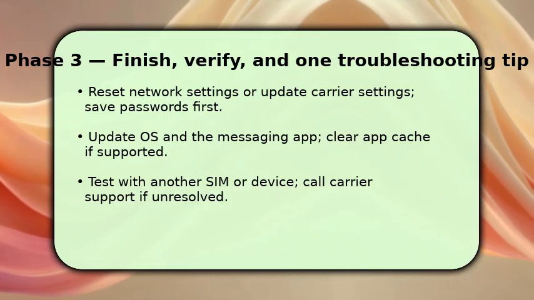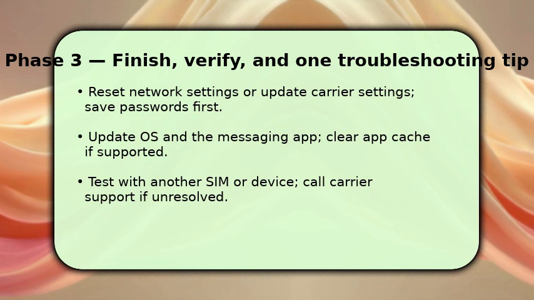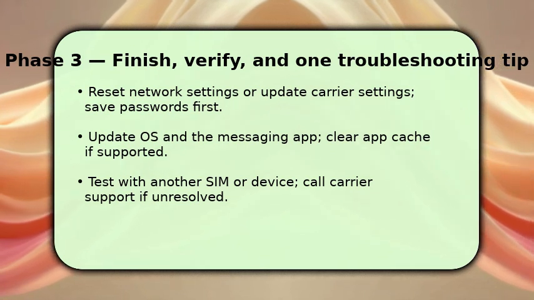One key tip: when nothing else works, call your carrier with error timestamps. They can trace delivery and identify network-level blocks.